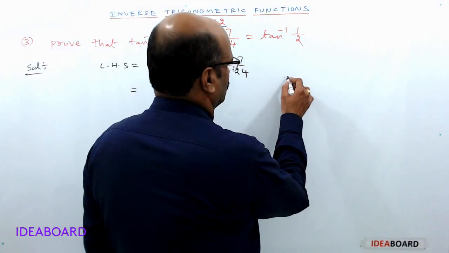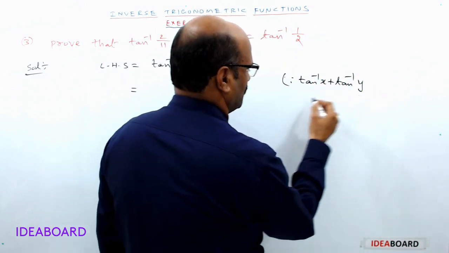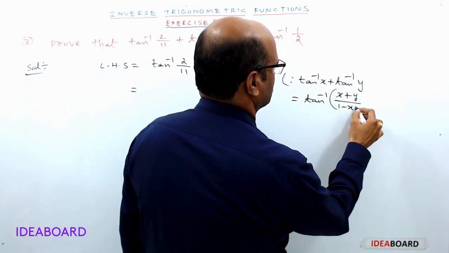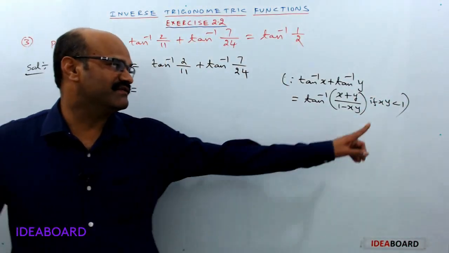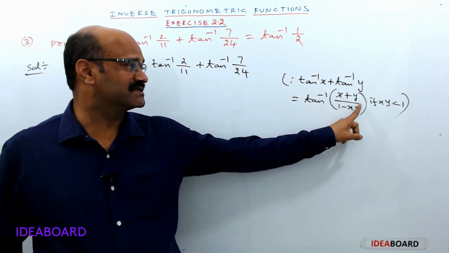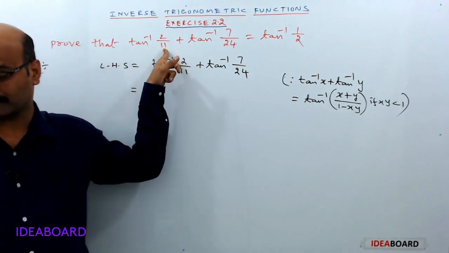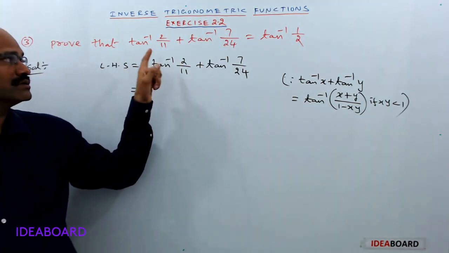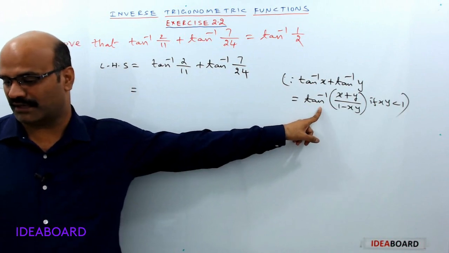So tan inverse x plus tan inverse y equal to the formula tan inverse of x plus y by 1 minus xy, if xy less than 1. If xy more than 1, we have pi plus tan inverse of x plus y by 1 minus xy. Here x equal to 2 by 11, y equal to 7 by 24. So x into y is clearly less than 1. So we have to take this formula.